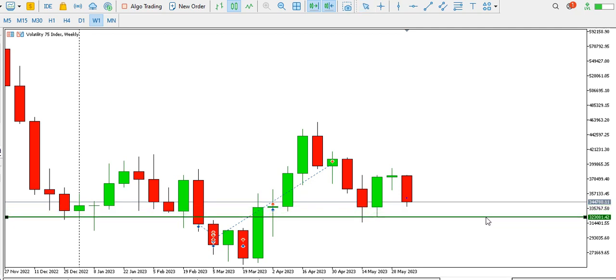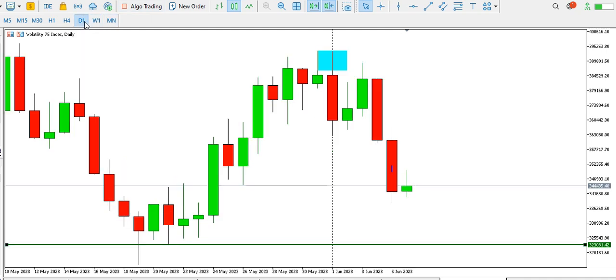The next level should be the low of this particular candlestick, which is the 323081 level. So that's that for the weekly time frame on volatility 75 index. Let's take a look at what we have on the daily time frame.